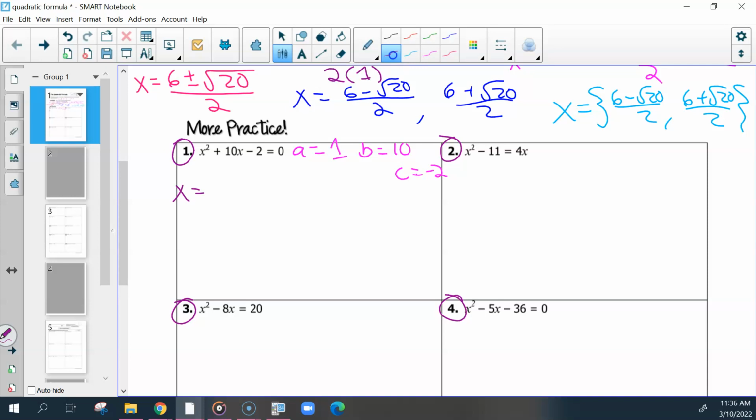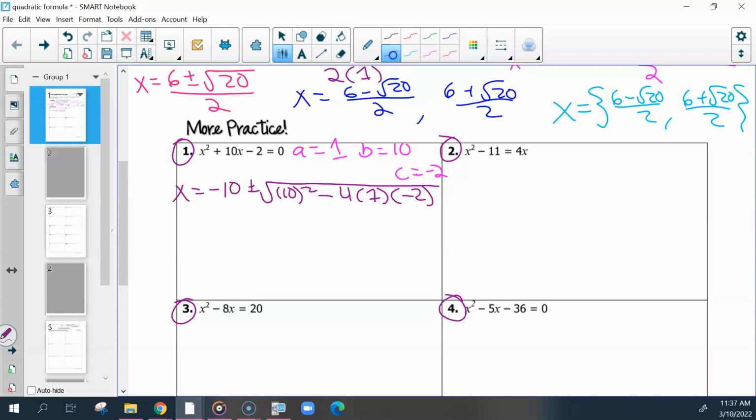X equals negative B, but our B is positive here, so it would just be negative 10. Plus or minus the square root of B squared. So even though it's positive, still put it in parentheses. That way you get used to doing that. Minus 4 times our A value of 1 times our C value of negative 2.